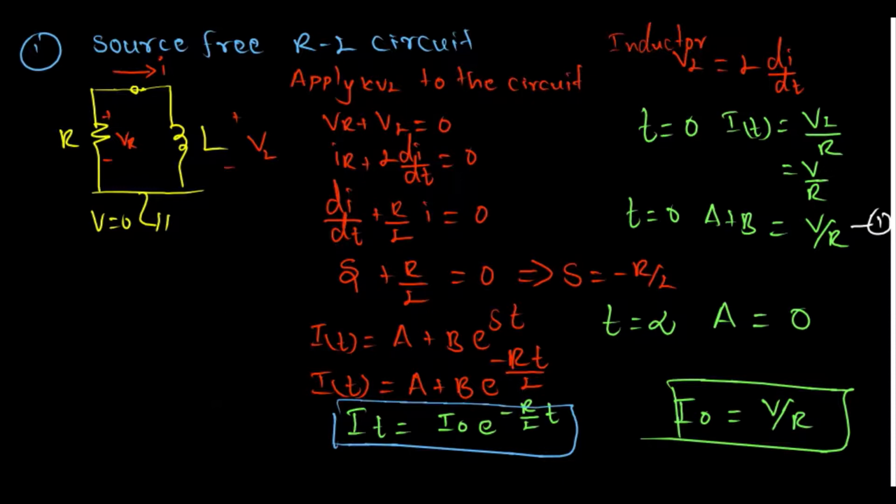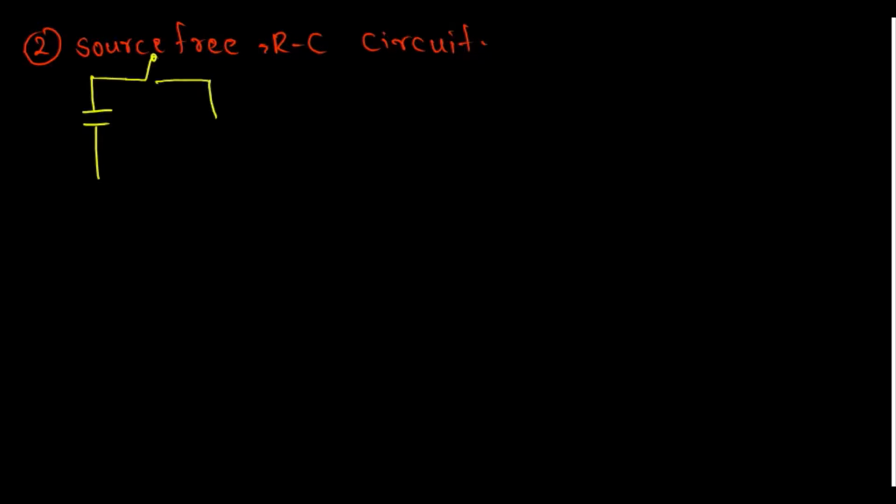Now we're going to look at the next part, the source free RC circuit. I'm going to draw the circuit for this. Very easy. The circuit is only one capacitor with a switch and a resistor R. The capacitance is C, and that's it.